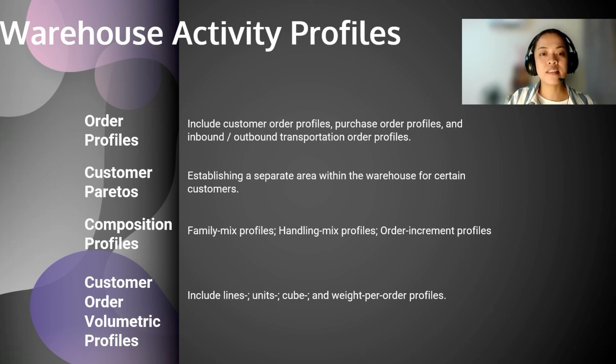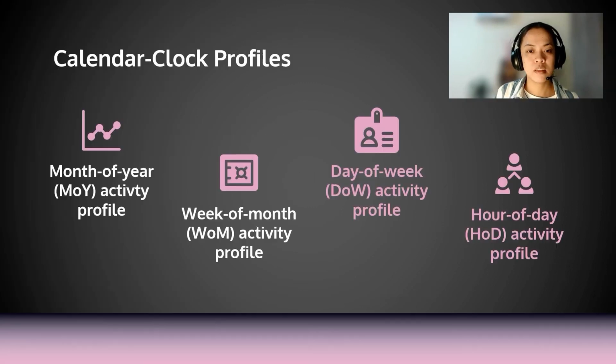Composition profiles include the following: family mix profiles, handling mix profiles, and order increment profiles. Calendar clock profiles reveal peaks and valleys in the warehouse activity so that all elements of the warehouse infrastructure, like workforce, material handling systems, storage systems, and dock doors, can be sized optimally. Calendar clock profiles include the following: month of year activity profile, week of month activity profile, day of week activity profile, and hour of day activity profile.